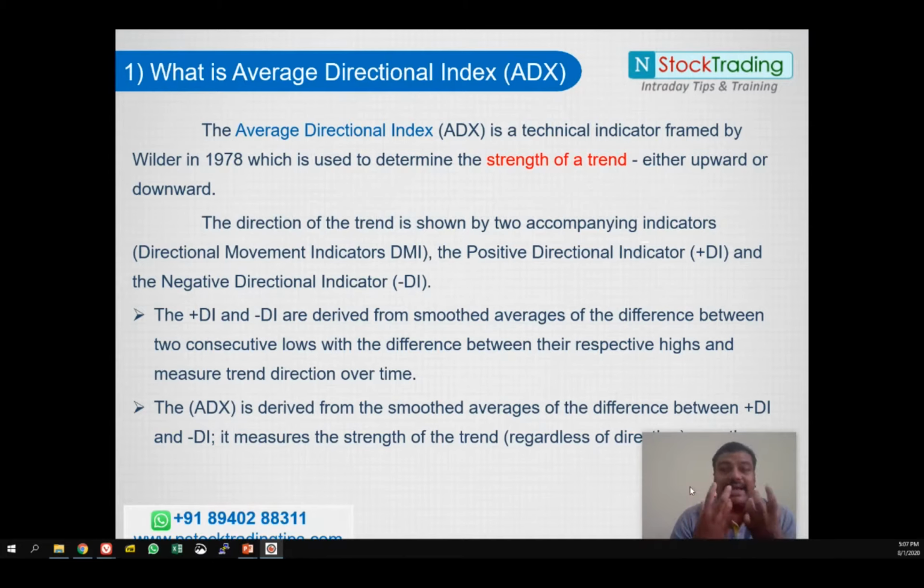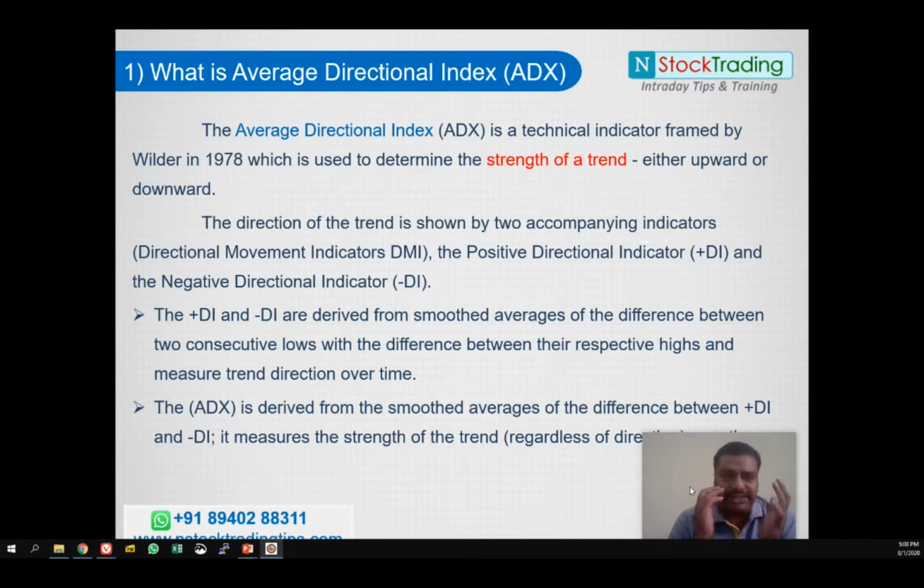So these help to measure the trend, which is, as per the time period, we know which is the direction of the trend. So this is how we have the plus DI and the minus DI, which are the directional movement indicators. Okay, now we are talking about ADX.